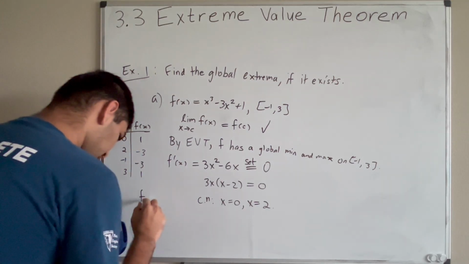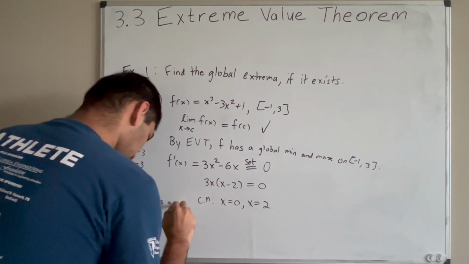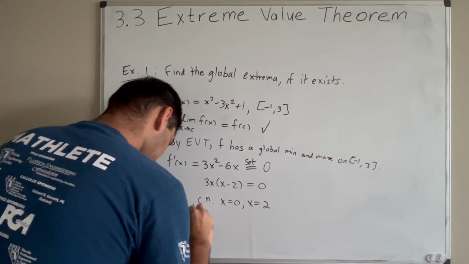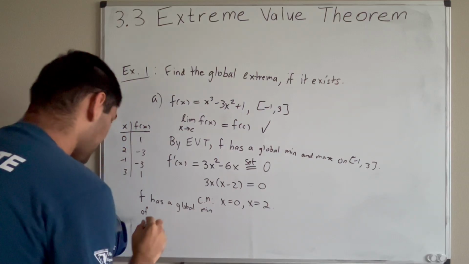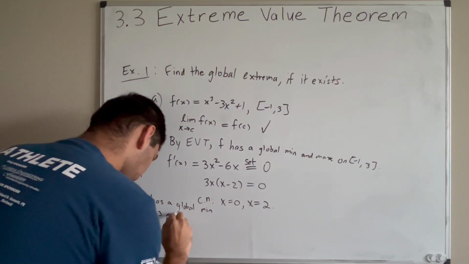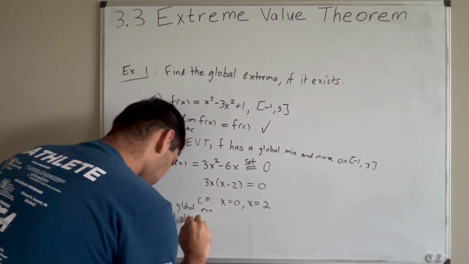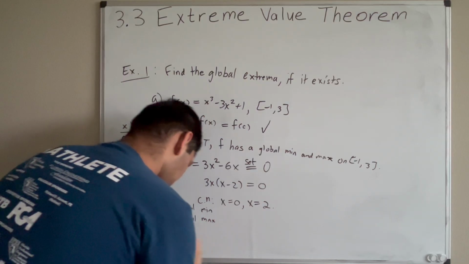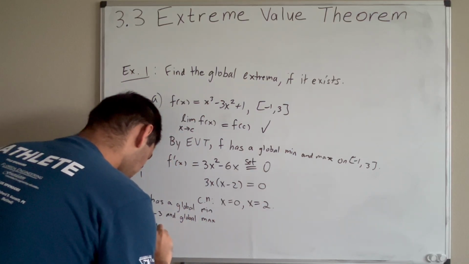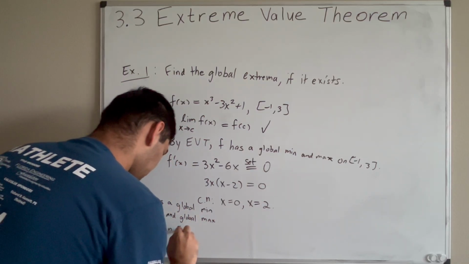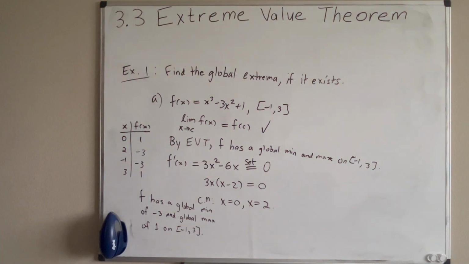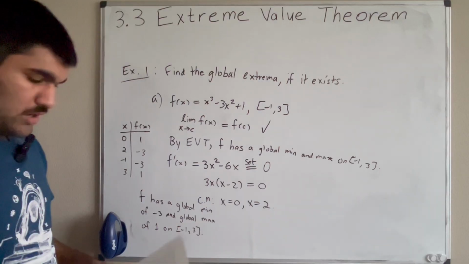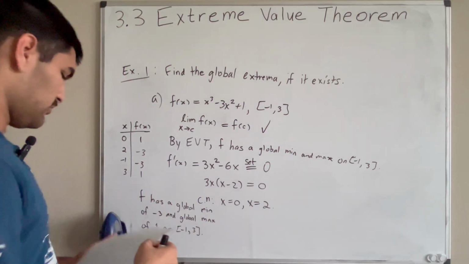So we can say that f has a global min of -3 and a global max of 1 on this interval -1 to 3. Okay, good. All right, good. Let's do another example.